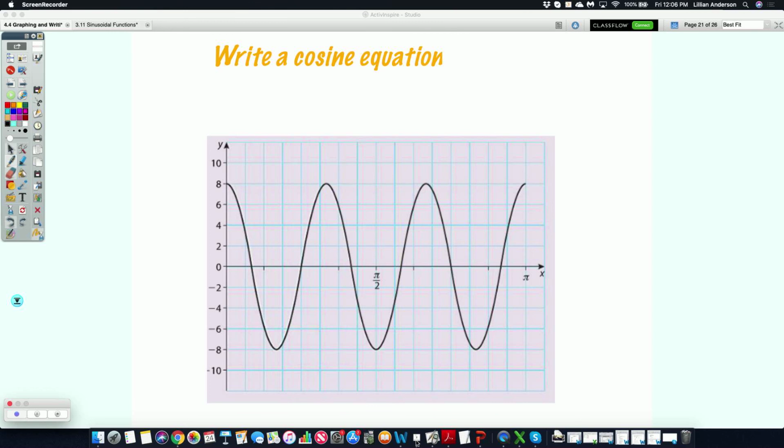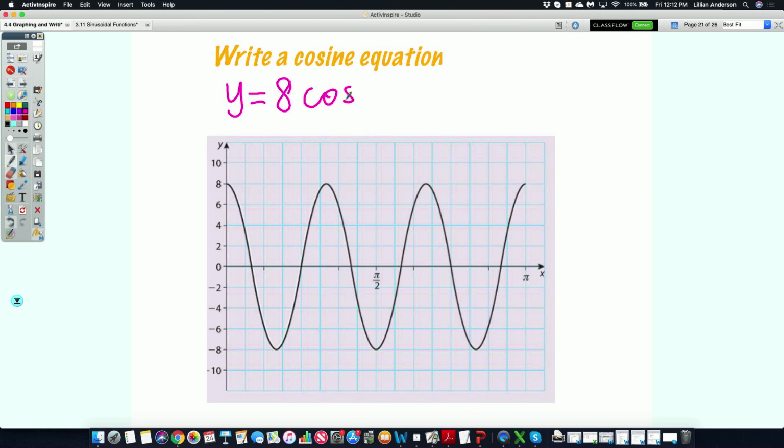Do this one. You're writing a cosine function. Y equals A. What was A? 8. Cosine B. What was B? 6. It was 6. Is there a phase shift? No. So then it's just a 6x. Is there a vertical shift?